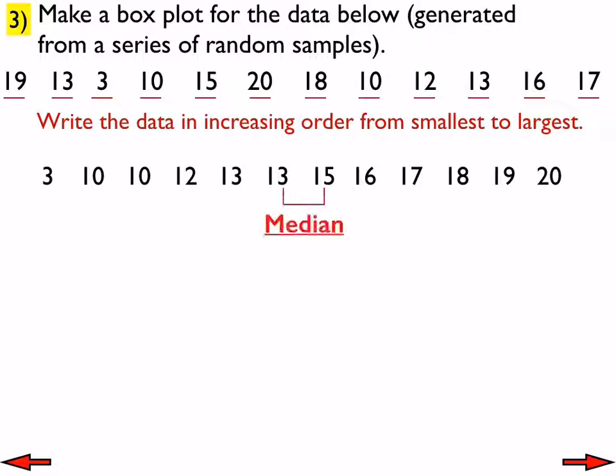And then we need to find the median. Well, this time we have 2 middle numbers. So the median is 14. Now, this is what makes this problem different than the other one.